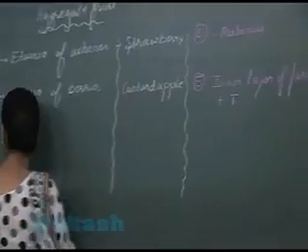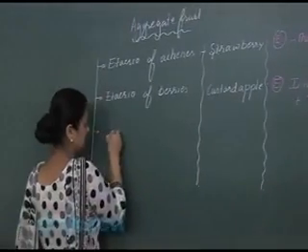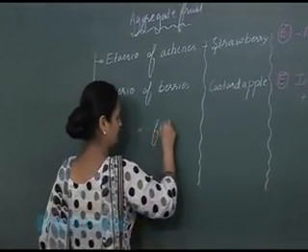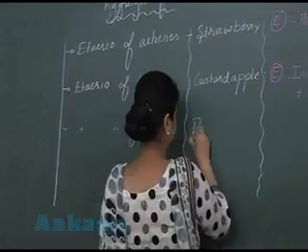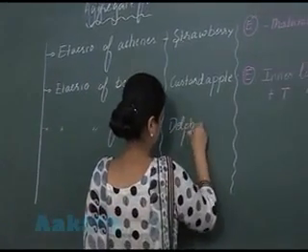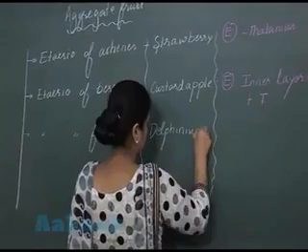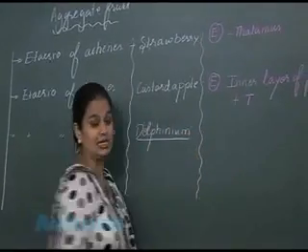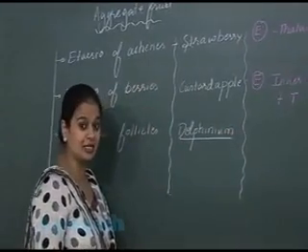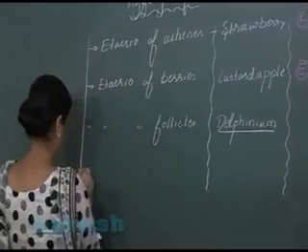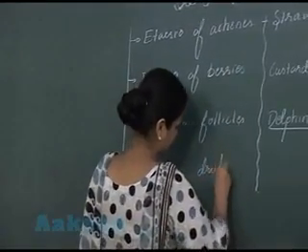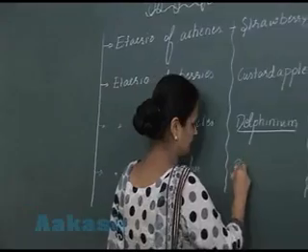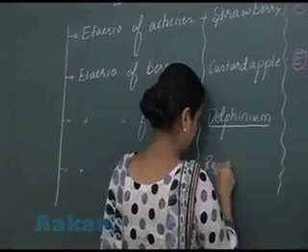Next one, Etaerio of follicle. This is present in delphinium. Now the last one is the Etaerio of drupes. Etaerio of drupes is present in raspberry.